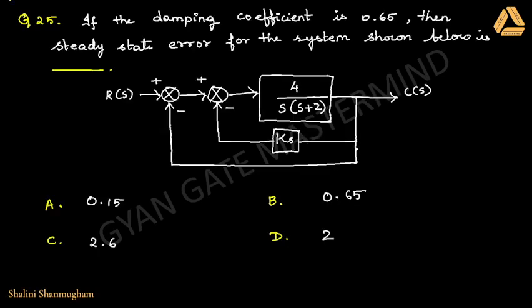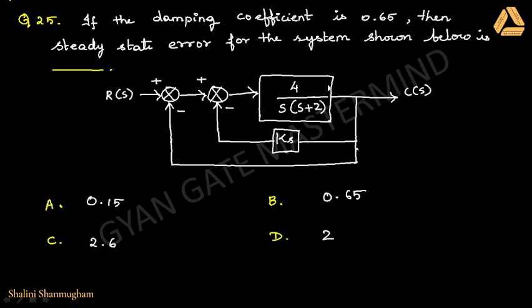Yes, welcome back. Today we are going to solve another 3 problems under the topic steady state errors. So coming to the 25th question, if the damping coefficient is 0.65, then steady state error for the system shown below is. So they have given the block diagram and we have to find the steady state error.